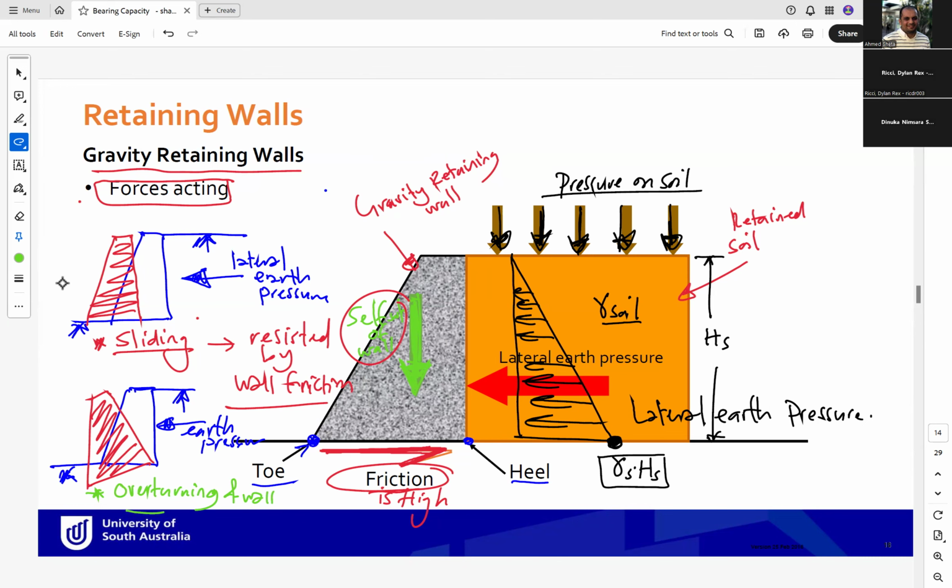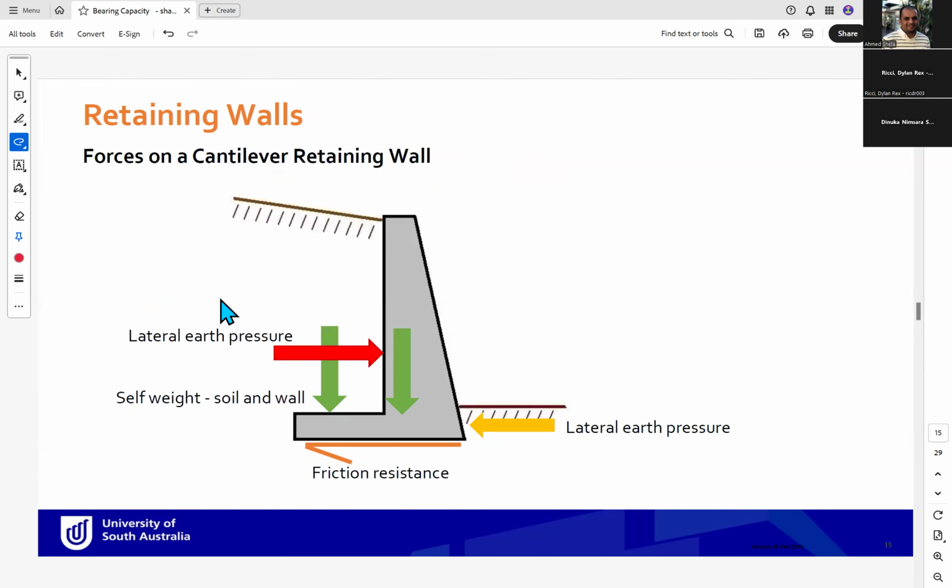Okay, the overturning point will be our toe here. So our toe here is our overturning point. Okay, what will resist the overturning? The resisting of the overturning will be the weight of the wall itself. So the overturning is resisted by the weight of the wall. Okay, so this is just an indication, or justification, about what is happening to the gravity retaining wall.